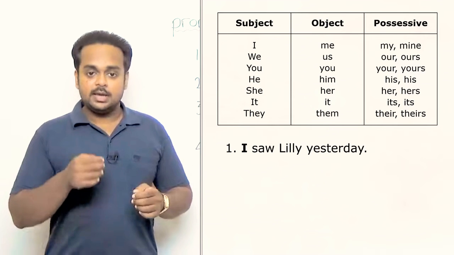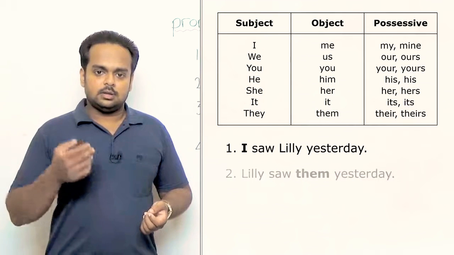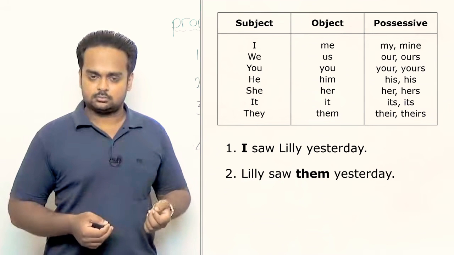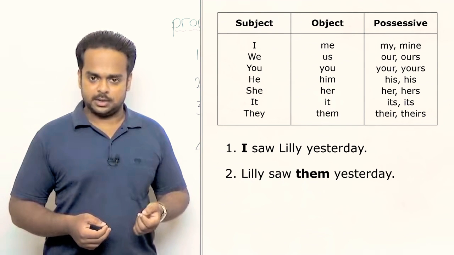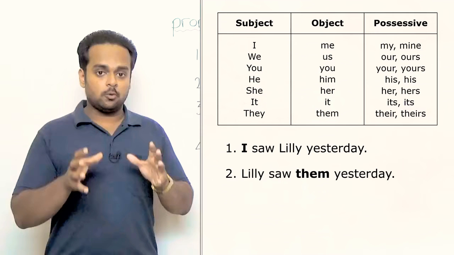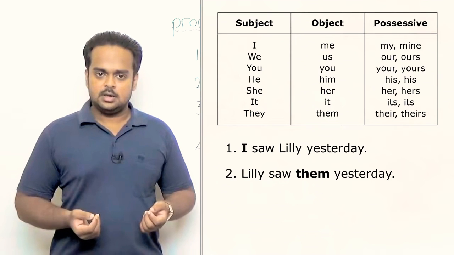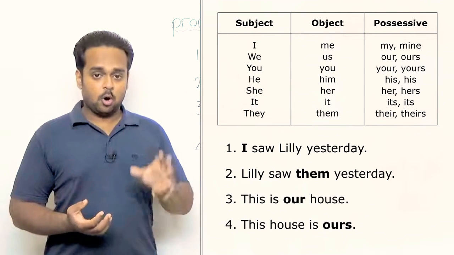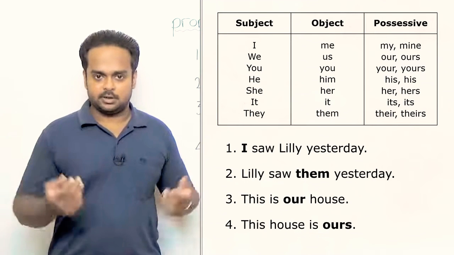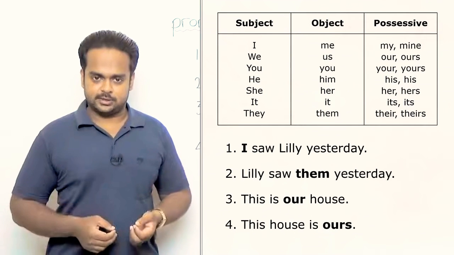An object pronoun is used in the object position in a sentence. For example, Lily saw them yesterday. Here, them is an object pronoun, and you could use any other object pronoun in that place. So what do possessive pronouns do? Possessive pronouns show possession. That means they show that you have something. For example, if I said, this is our house, the pronoun our shows that this house belongs to me and my family, for example. I could also say, this house is ours. That means the same thing.